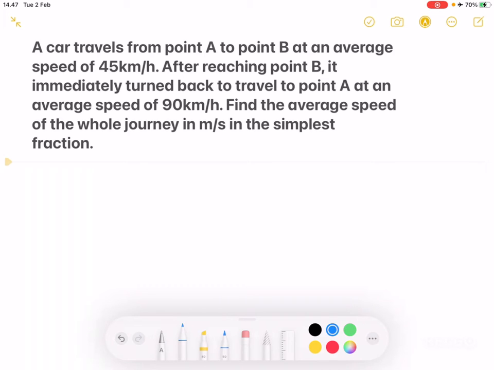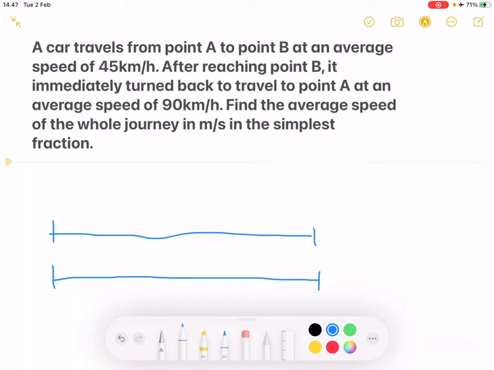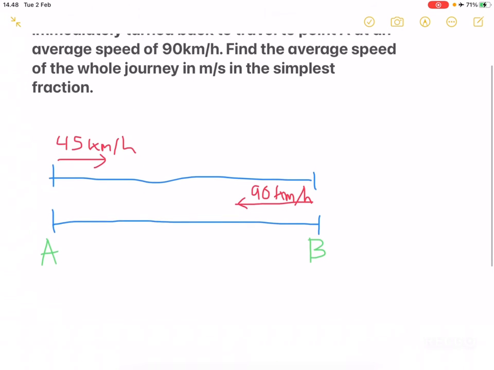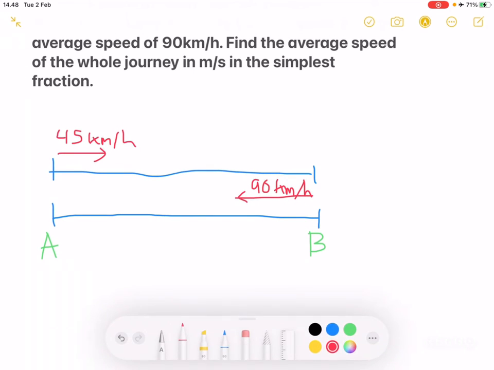So let's just do a diagram to see what's going on in this question. Just draw 2 in this case for both journeys. So we have point A and point B. It says for the first journey it travels 45 kilometers per hour. And for the second journey, it travels from B to A at 90 kilometers per hour. However, we do not know anything about the distance or the time taken for each section of the journey.